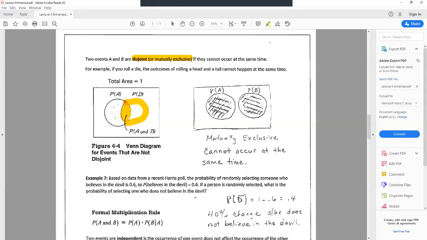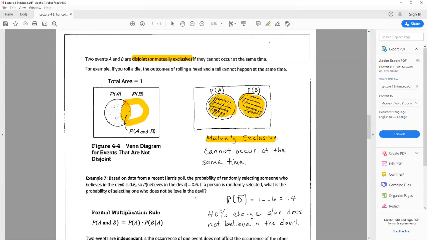But if you look at this picture over here, we have this part of the Venn diagram. That's the probability that A happens, and this is the probability that B happens. Notice they do not occur at the same time. So when they cannot occur at the same time, they are mutually exclusive. For example, you cannot flip a coin and have heads and tails show up at the same time. That's not going to happen. Those are mutually exclusive events.